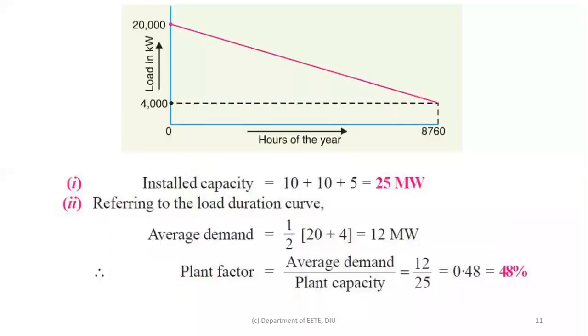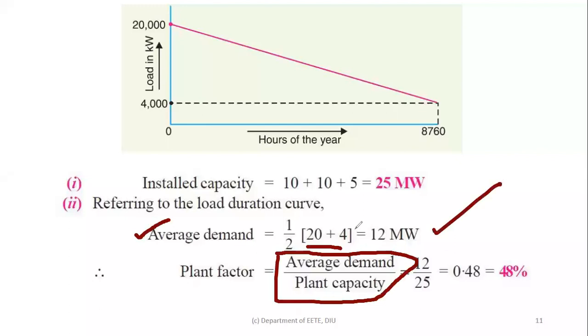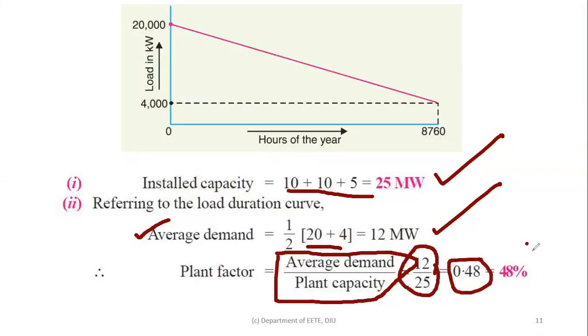Plant factor means the plant capacity factor. We all know that it is the average demand divided by the plant capacity. I already found the average demand, taking just the two values because nothing else is given; taking the average of these two values, we get 12 megawatt. We calculated the plant capacity already, 10 plus 10 plus 5, that is 25 megawatt, and the average demand is 12 megawatt. If we divide those two values, we get 0.48, that is a 48% plant capacity factor. So they are using 48% of its total capacity. That is done.